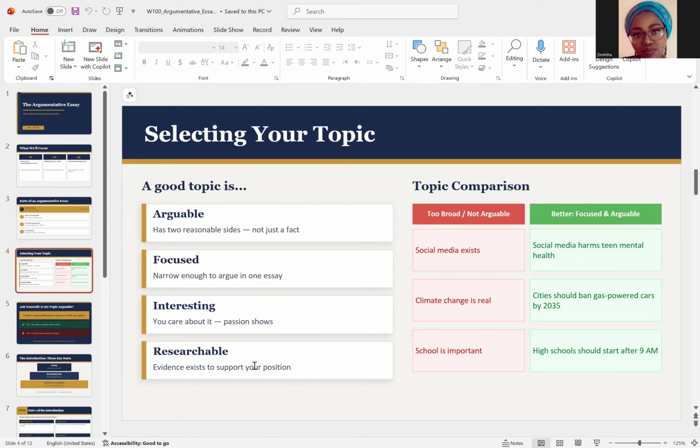Researchable means I can go online and find the same topic with arguments for and against it. I can tell you 90% of your topics that you will pick has online content for it. So if you pick a topic that is not researchable, you're going to come to a dead end. You will become frustrated. You won't be able to put your argumentative essay together.